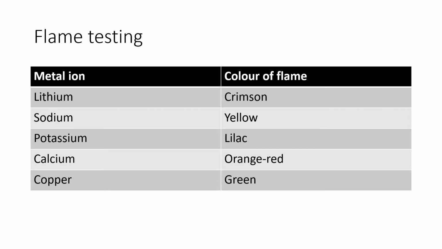So we use flame testing to test for metal ions or cations. And these are the 5 metals that we need to know what colour the flame goes.